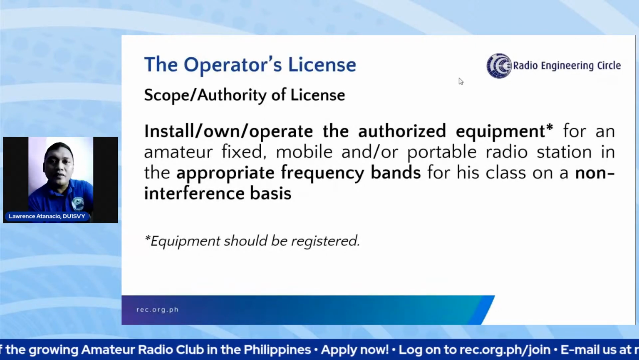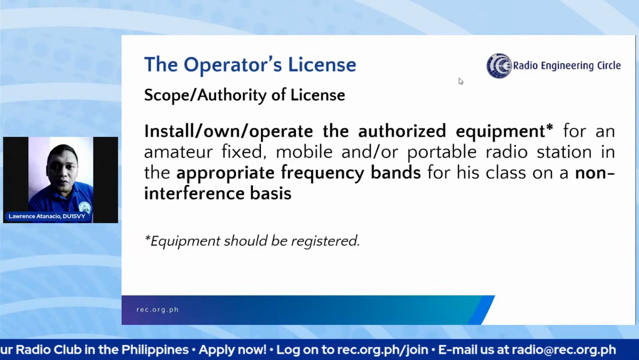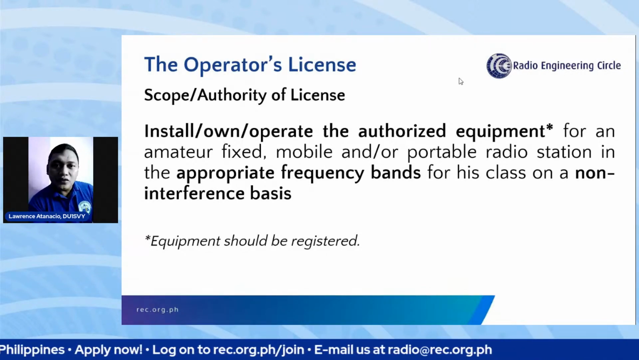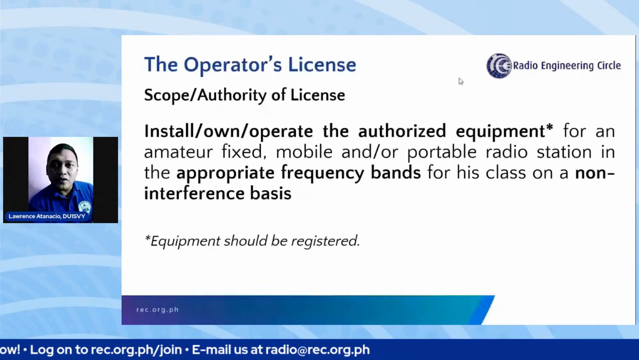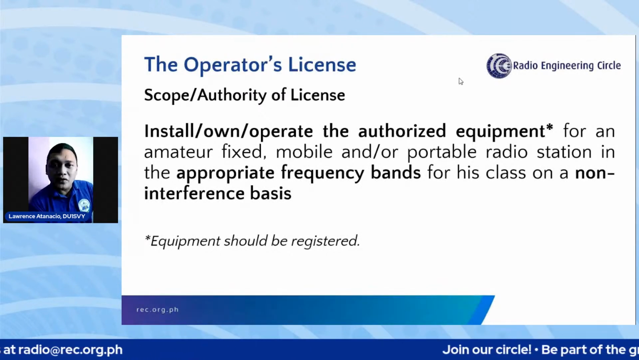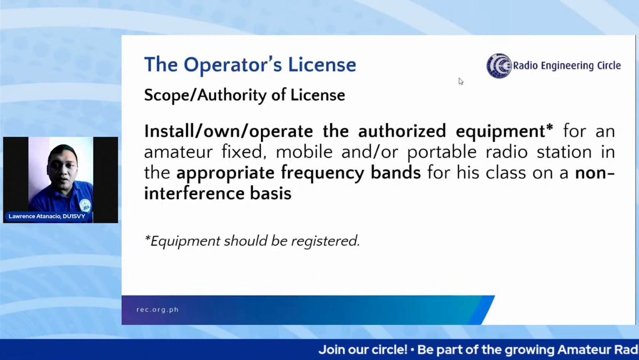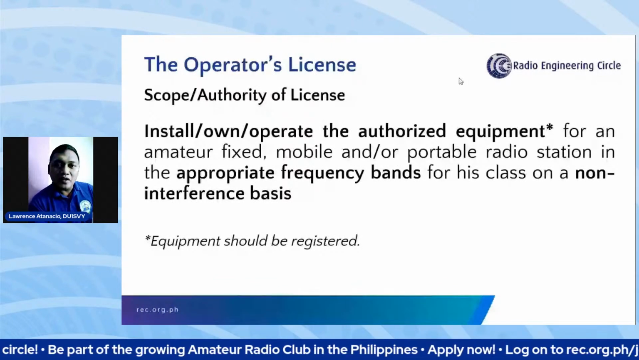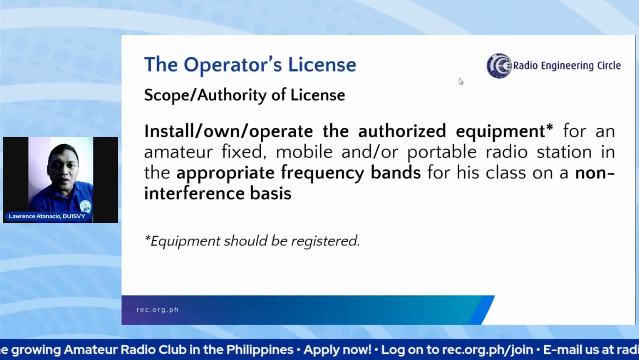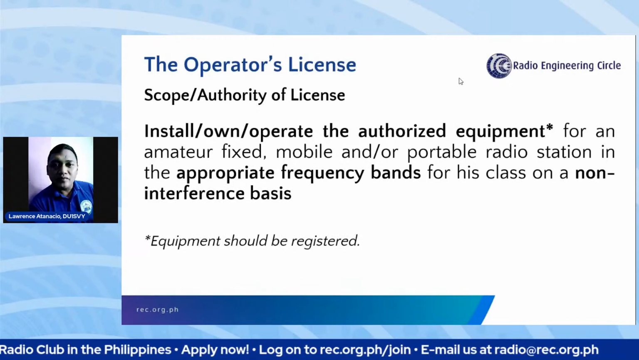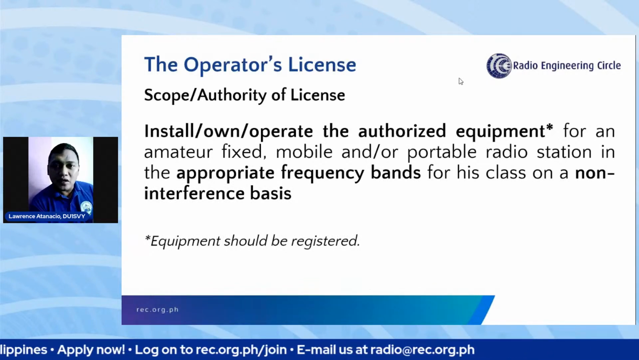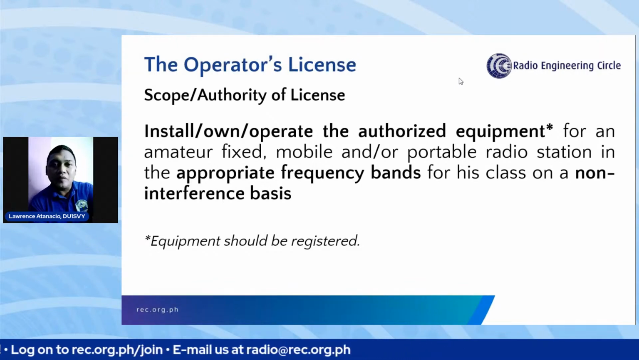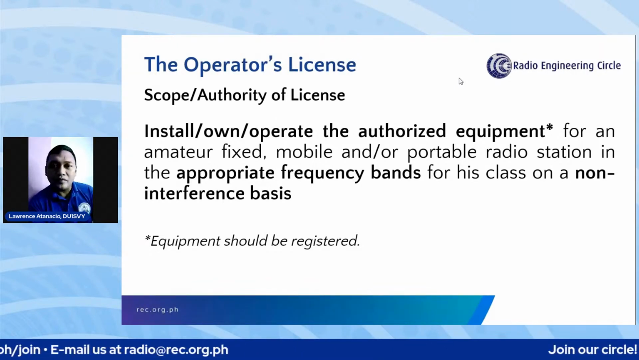Okay, next. The operator's license, scope, authority of license: install, own, operate the authorized equipment for an amateur fixed, mobile and portable radio station in the appropriate frequency bands for his class on an interference basis. Okay? So, ang sabi dyan, dapat daw equipment should be registered. Okay? So ito po ang ating authority as an amateur radio operator. Next slide.